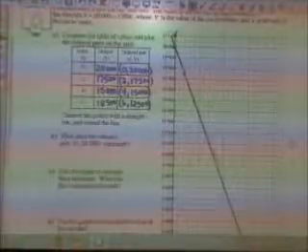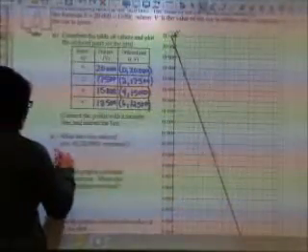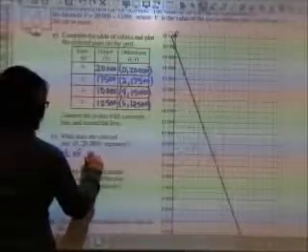So what does the ordered pair (0, 20,000) represent? It's what the car cost when it was brand new.